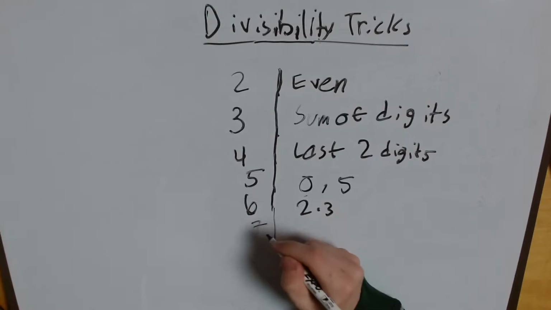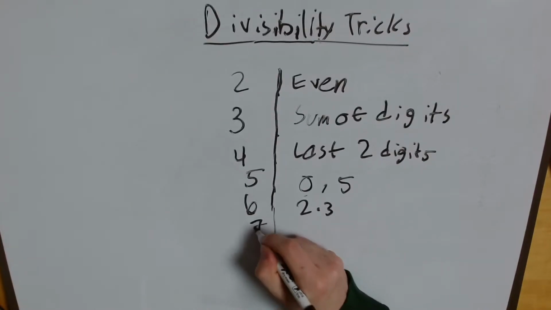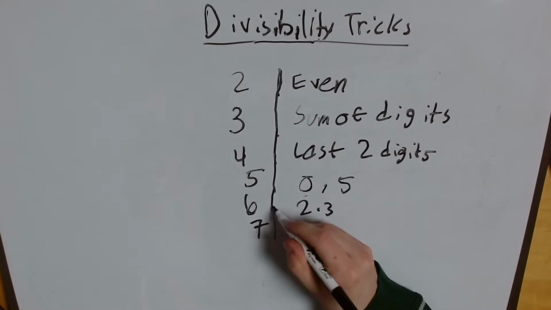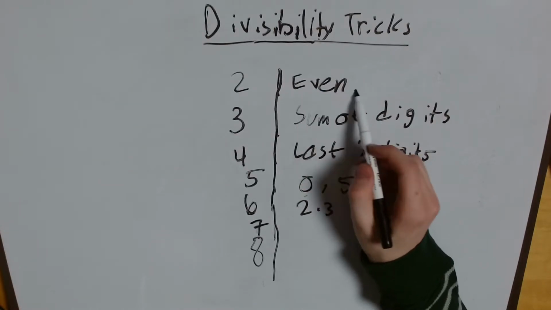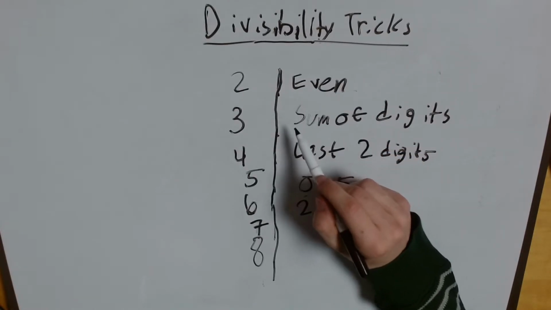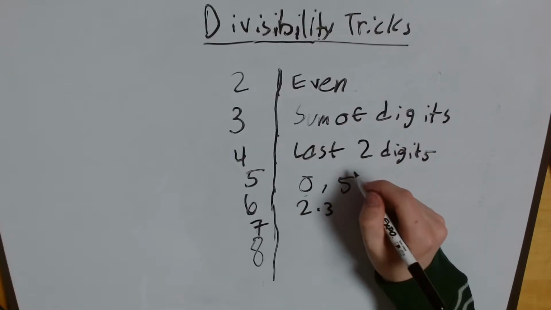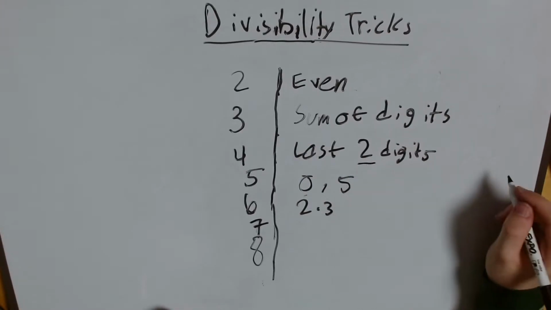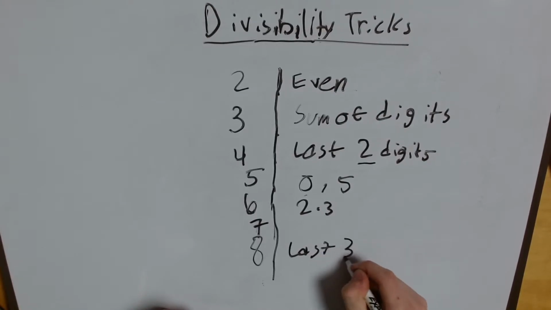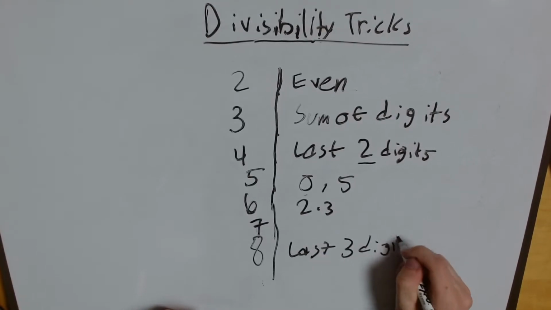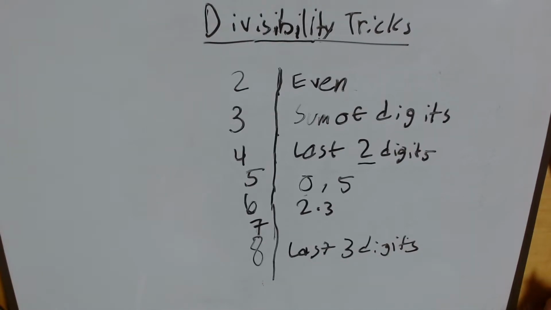7 doesn't really have a nice, clean rule. It's kind of uninteresting. And besides, there are more interesting patterns, like 8. 8, and this is where things get a little fun. First, we're looking at the last digit for 2. Then, for the next power of 2, which is 4, we're looking at the last 2 digits. And now for 8, the next power of 2, we're looking at the last 3 digits. If the last 3 digits are divisible by 8, then that number itself is divisible by 8.